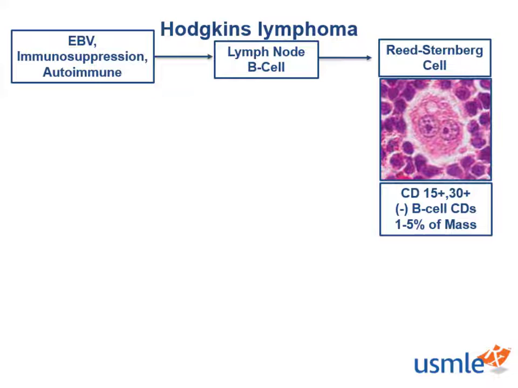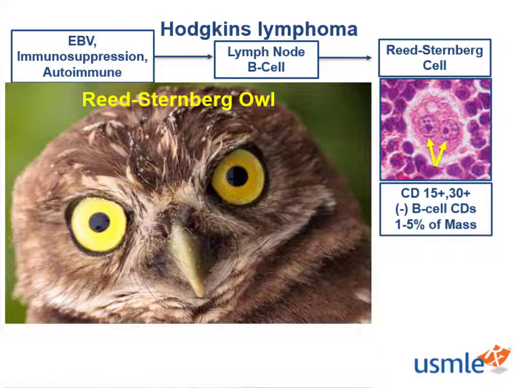Moreover, looking at the Reed-Sternberg cell, you can see that it has a bilobed nucleus that resembles the eyes of an owl, as these bilobed nuclei, like the eyes of the owl, are mirror images of one another. So, when you think of two owl eyes, I want you to think of two owl eyes times 15, which equals 30. And this helps you recall the two lobes of the nucleus and the CD15 and CD30 positivity that characterize the Reed-Sternberg cell. Interestingly, these cells compose only 1 to 5% of the total mass of the lymphoma.